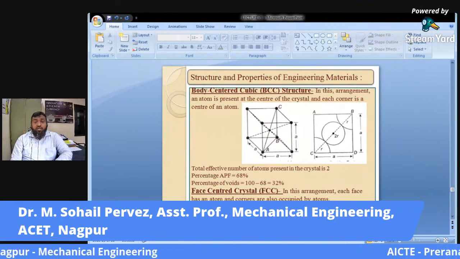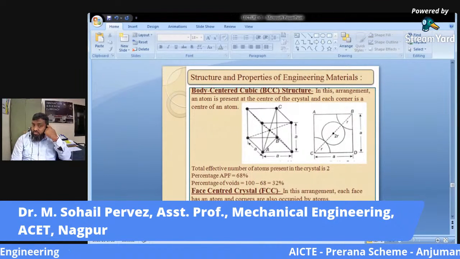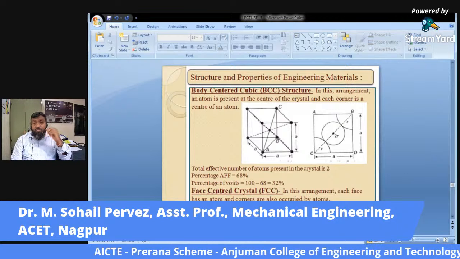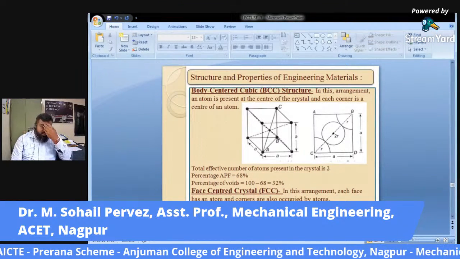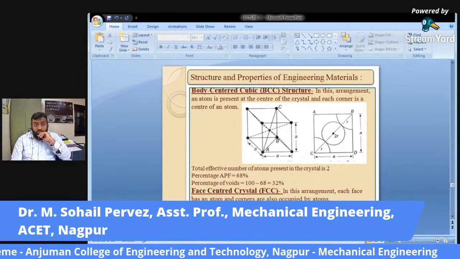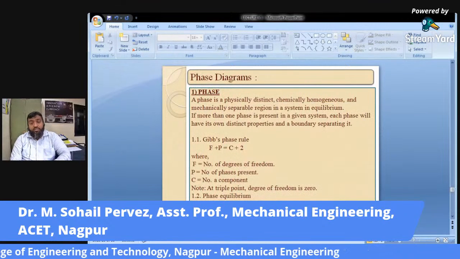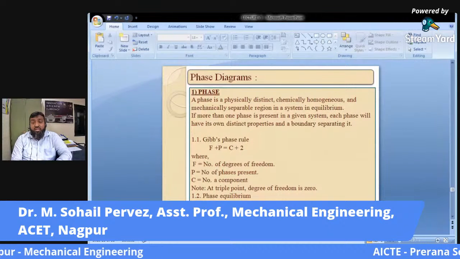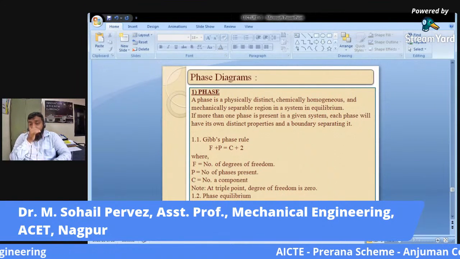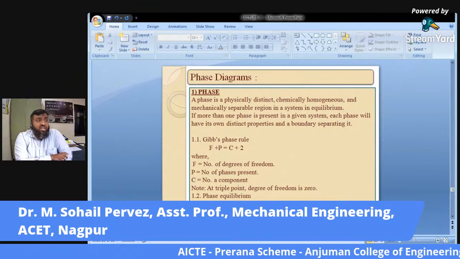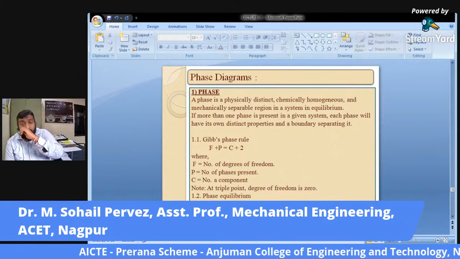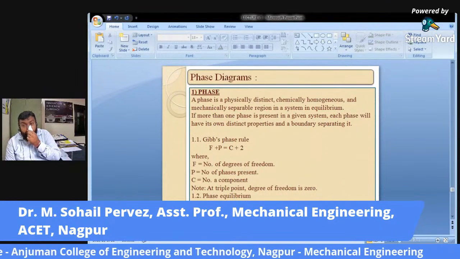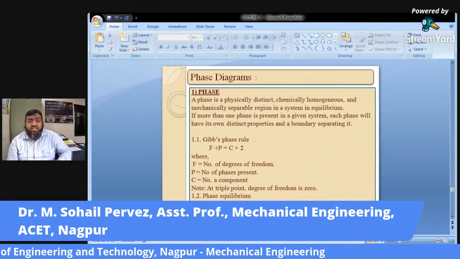I think this covers the relevant points on the structure of a body, because we have studied properties and now the structures. The next target is phase. A phase is a physically distinct, chemically homogeneous and mechanically separable region in a system in equilibrium. When I say a system, it means both mechanical and chemical homogeneity, and obviously it is a physical state.